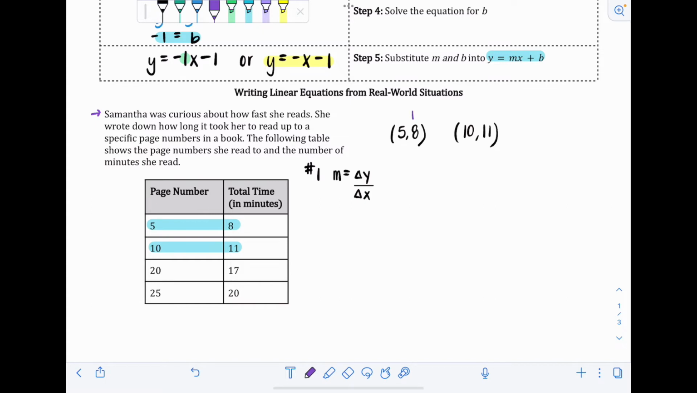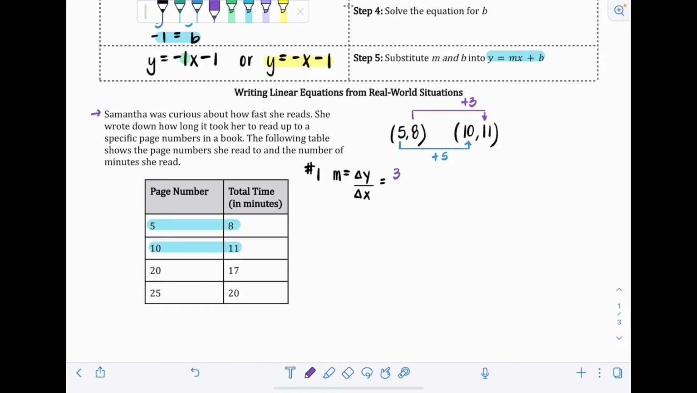So for the slope, you can use the change in y over the change in x. For y, I'm going from 8 to 11, so I have to go up 3. And for x, I'm going from 5 to 10, so I'd have to go up 5. So my change in y is 3.